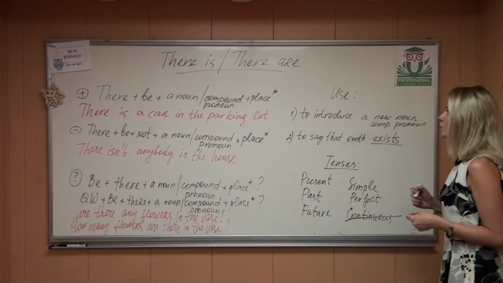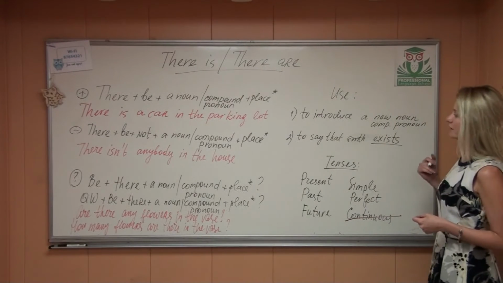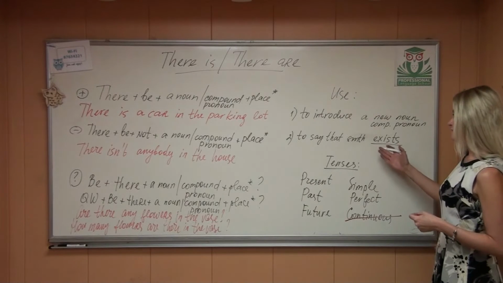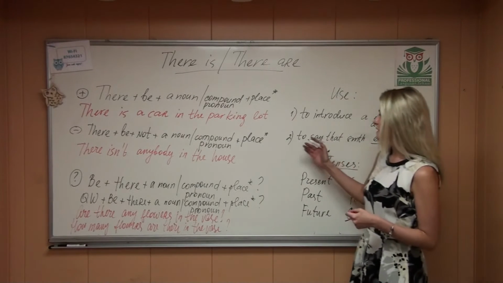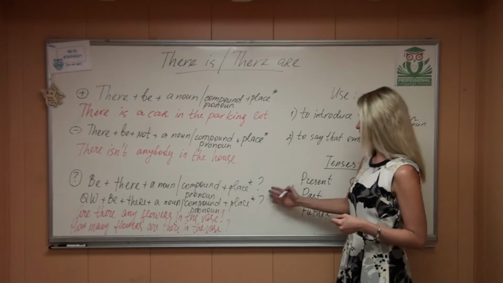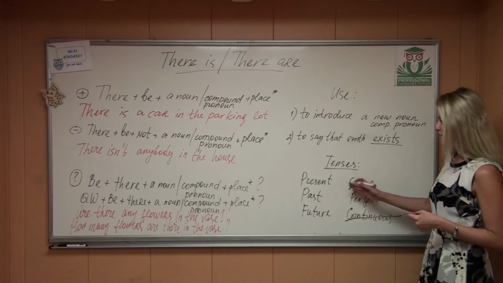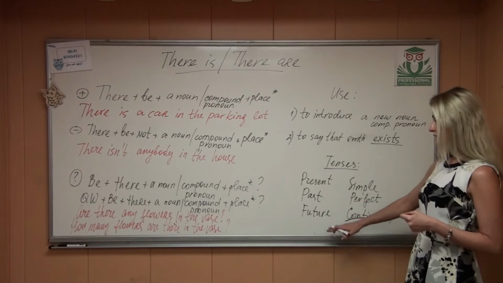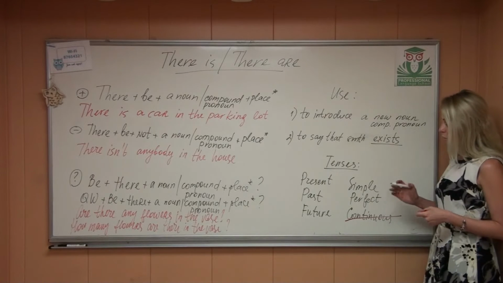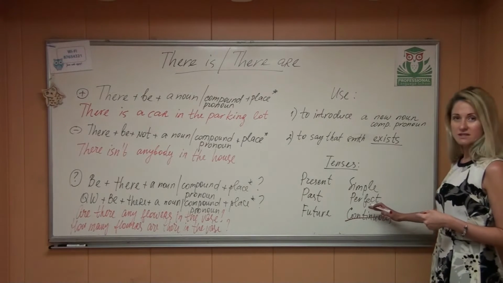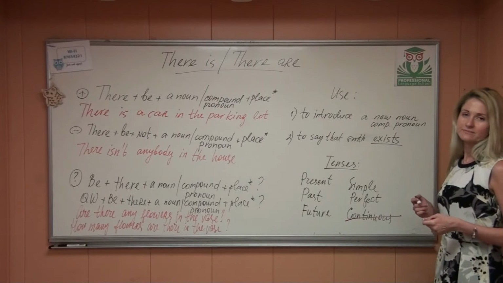Okay, the use. We use this structure to introduce a new noun or a compound pronoun and to say that something exists. And in this case, we may skip the place. Let's talk about tenses. We use this structure in the present, in the past, and in the future with simple and perfect tenses. We don't use this structure with continuous tenses, as we remember, to be is non-progressive.